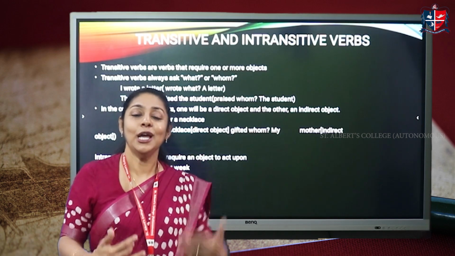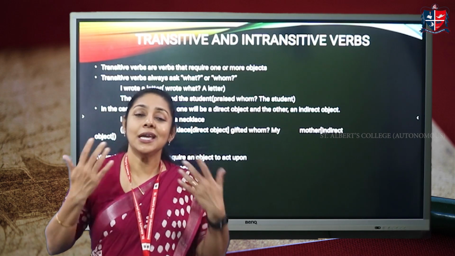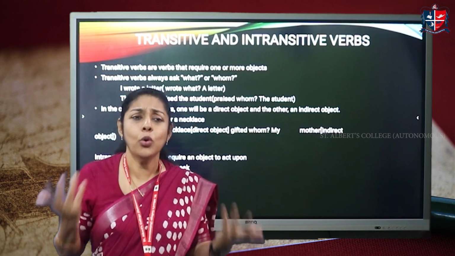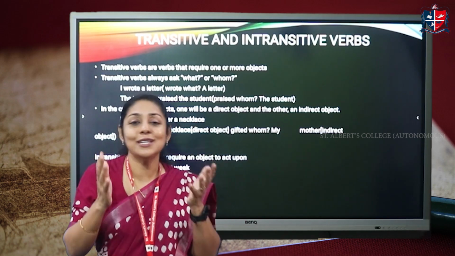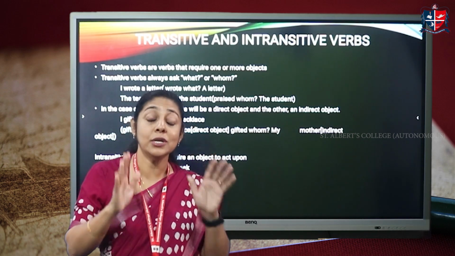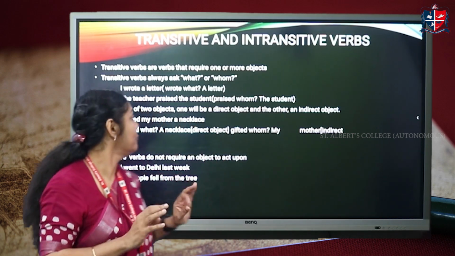How do you analyze that? You look at the verb. What is the verb there? Is sleeping, right? So you ask, is sleeping what? Do you get an answer? No. Is sleeping whom? No answer. That means there is no object. So when there is no object, what happens? You'll understand that that particular verb is an intransitive verb, right?